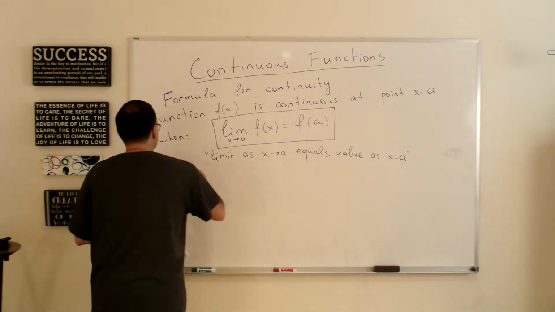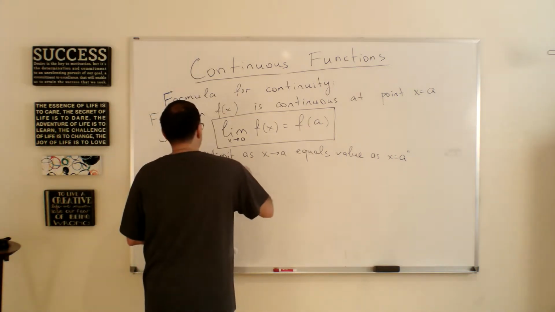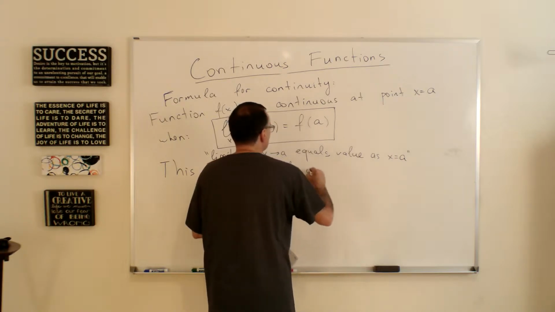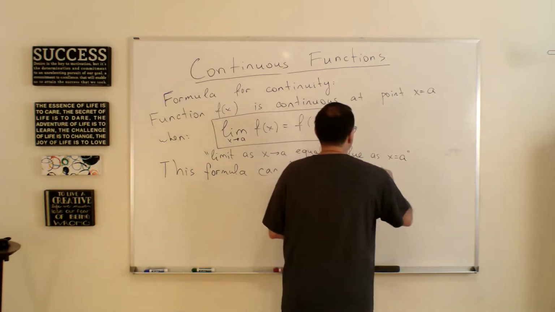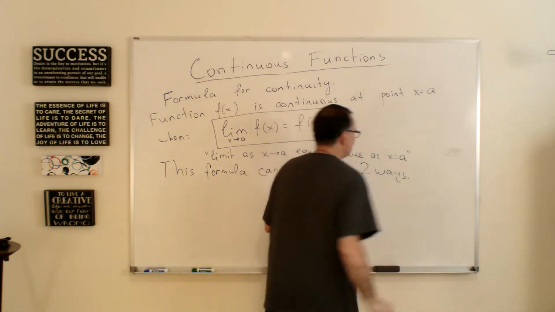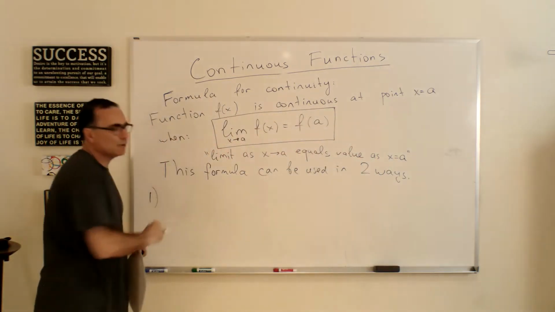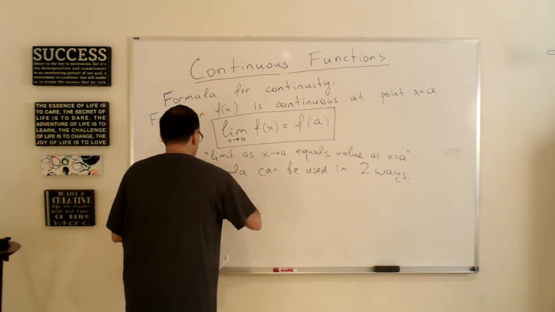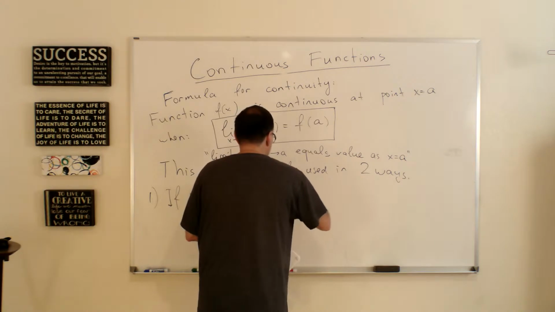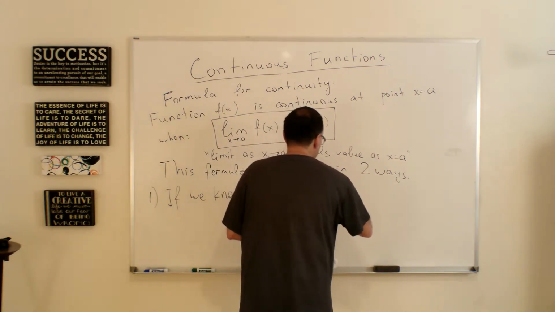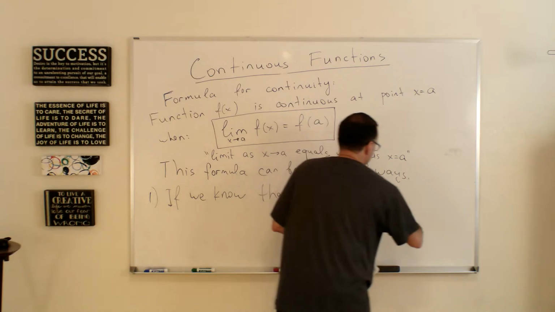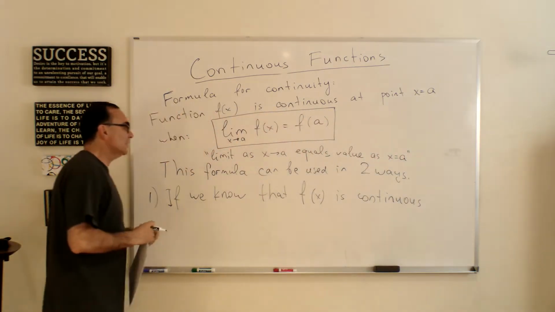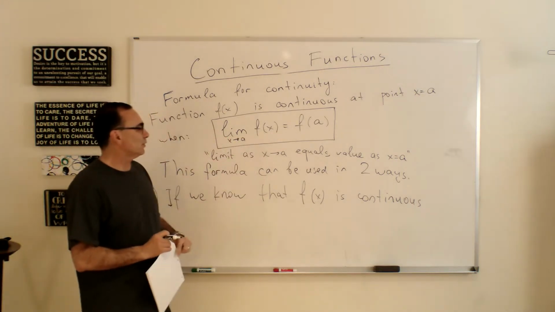So this formula can be used in two ways. First way is that if we know the function is continuous, if somehow somebody told us that it's continuous, then we have an easy way of calculating the limit.